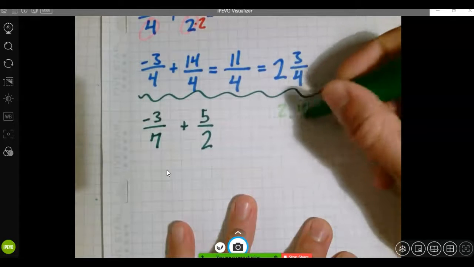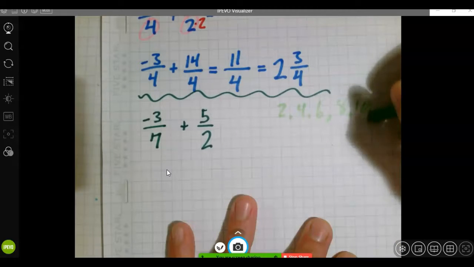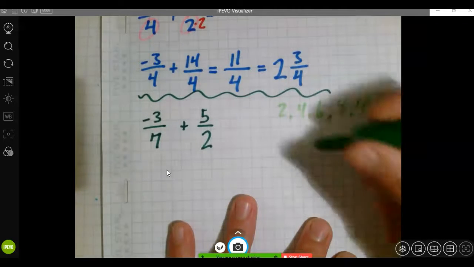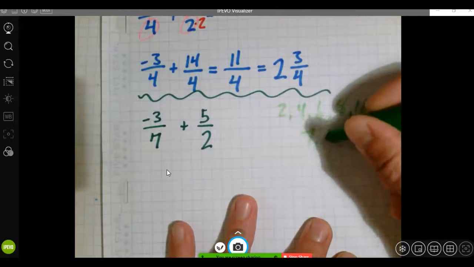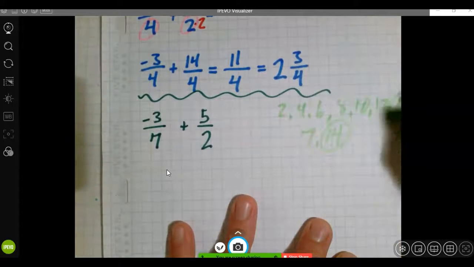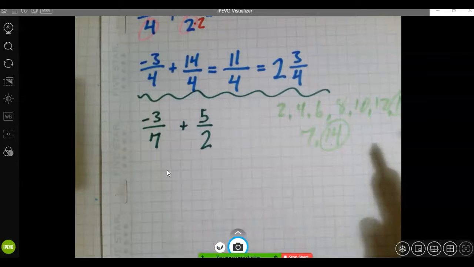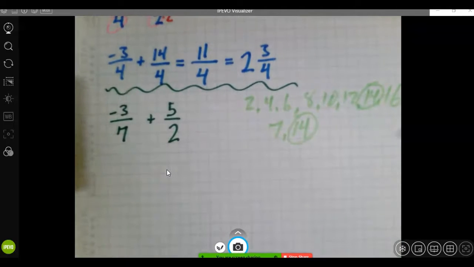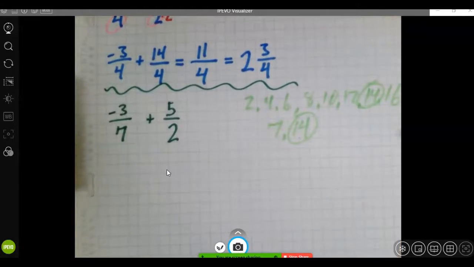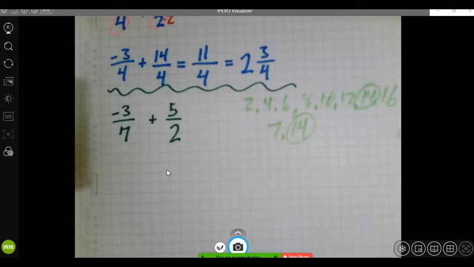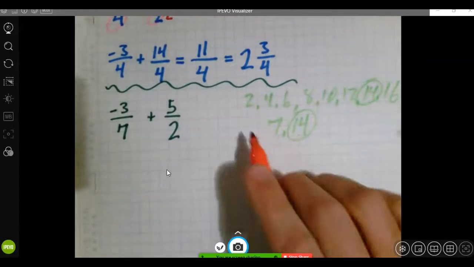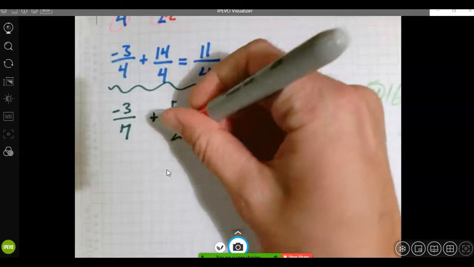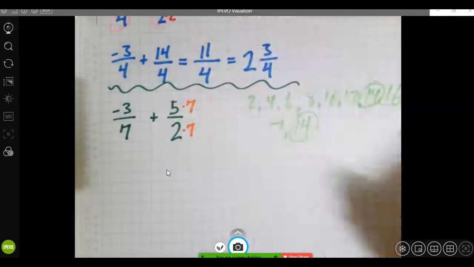So 2, 4, 6, 8, 10, 12, 14, 16. I think I recognize a multiple of 7 in there. Oh yeah, 14. Sorry, that was off the screen, you couldn't see the 14. To turn 2 into 14, we could count up in our multiples if we wanted to: 1, 2, 3, 4, 5, 6, 7. Or if we remember our multiplication facts, we know that 2 times 7 makes 14.